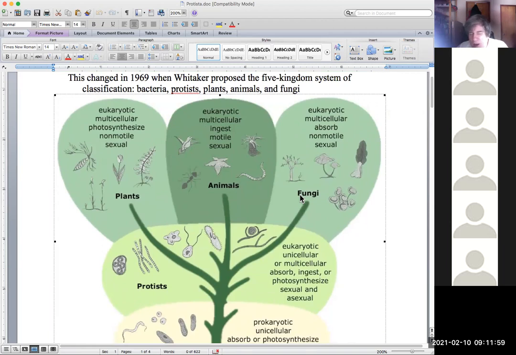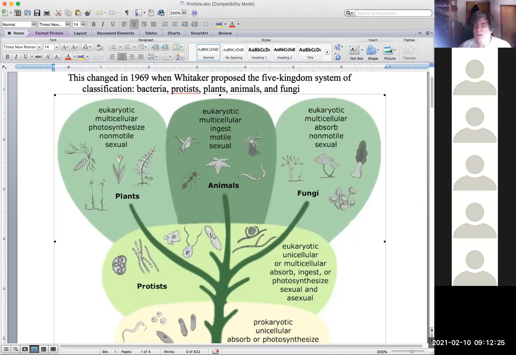Animals develop from a stage after the sperm fertilizes the egg, and this stage is called a blastula. Fungi, at least until a few years ago when we discovered exceptions to that rule, had no known flagella or cilia. And they all had cell walls made of chitin.